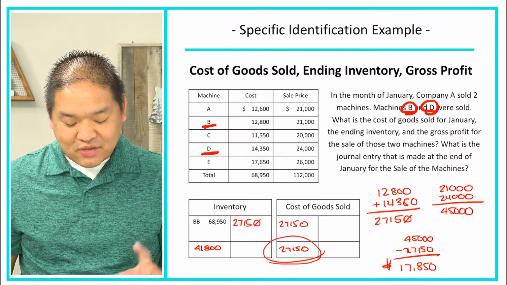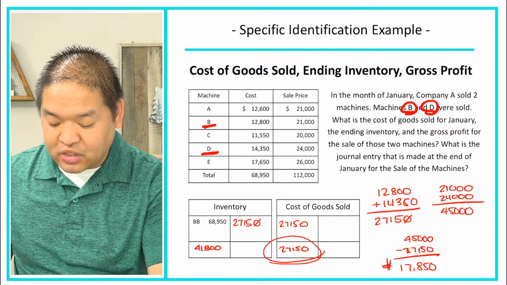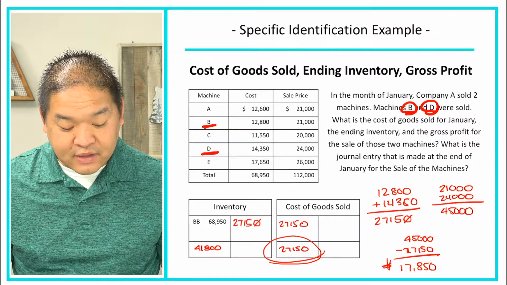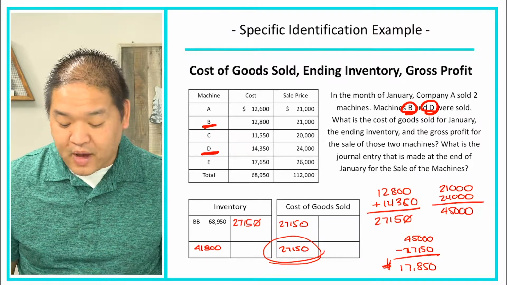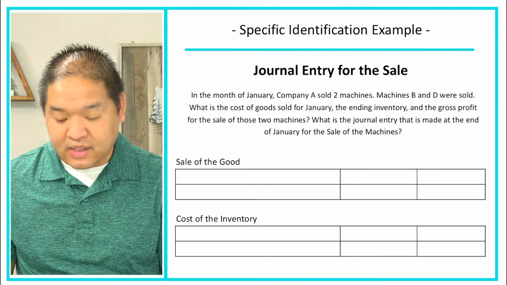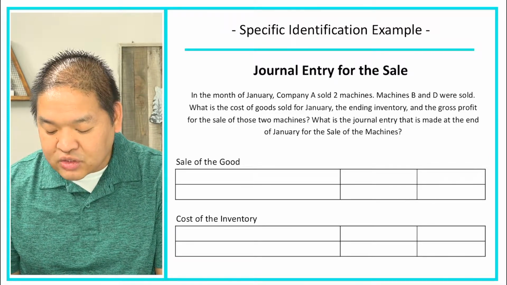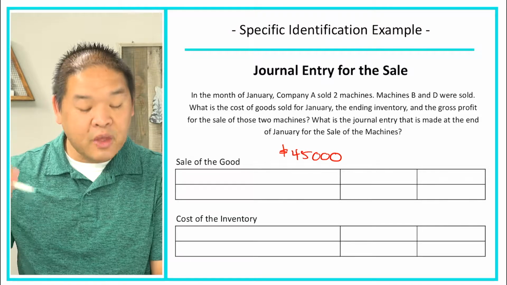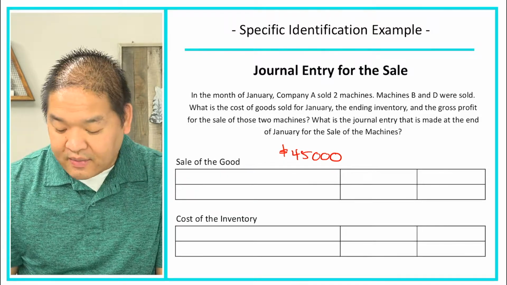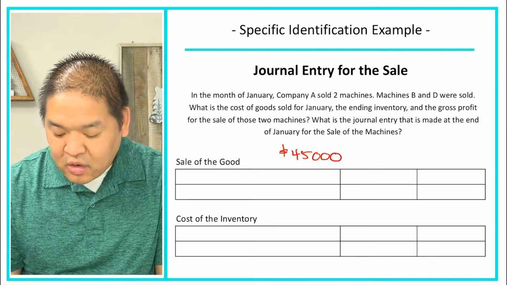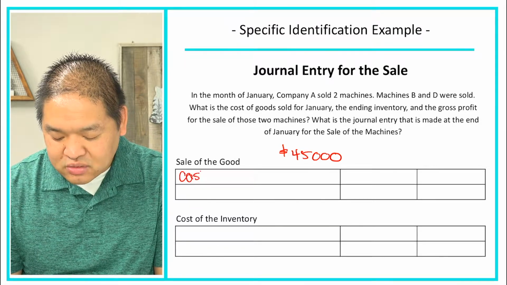All right, so let's look at the journal entry associated. So the journal entry is going to be based on the cost of goods sold one. So $27,150 is how much we moved. All right, so let's look at our entries here. The sale of the good is the first thing that we need to deal with. So we know that we sold both of those items for a total of $45,000, $21,000 plus the $24,000. So we are going to debit, and it doesn't really tell you here, so we're just going to make an assumption here for example purposes. We're going to assume that we got paid in cash, which is a good thing.